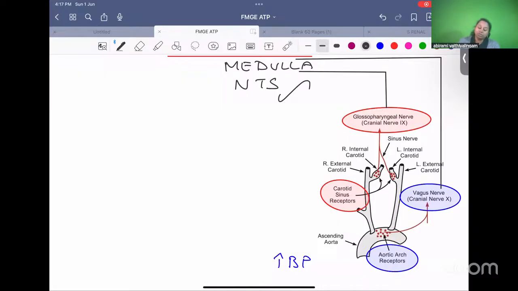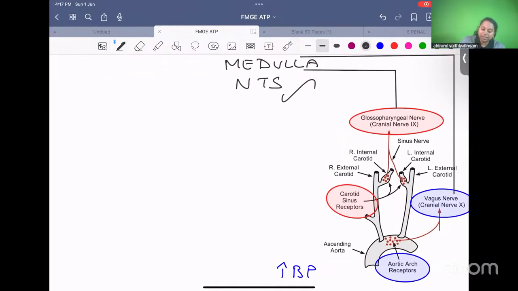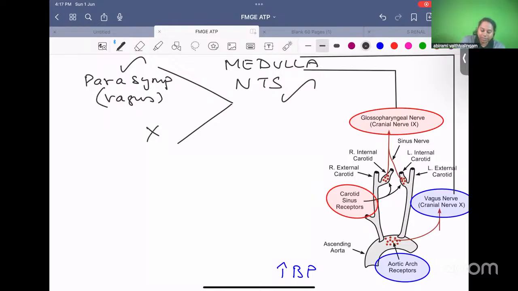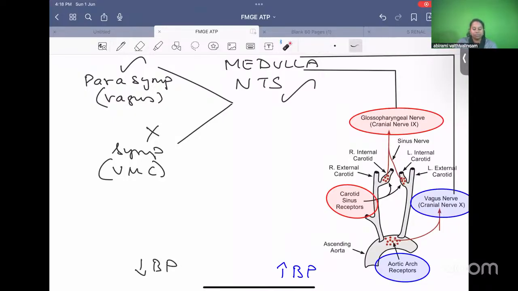Now what is the function of nucleus tractus solitarius? So this will activate the parasympathetic nucleus. Parasympathetic nucleus means the vagus nucleus. And this will inhibit the sympathetic nucleus. Sympathetic nucleus is VMC, vasomotor center. Parasympathetic is activated, sympathetic is inhibited. What will happen to BP if you inhibit sympathetic? BP decreases. This is called baroreceptor reflex.